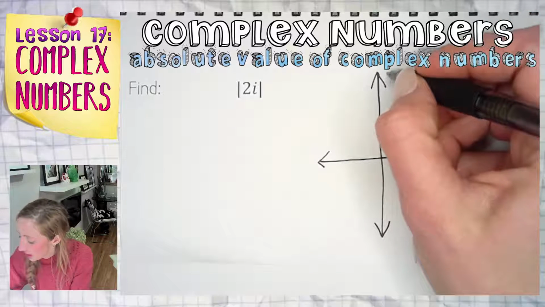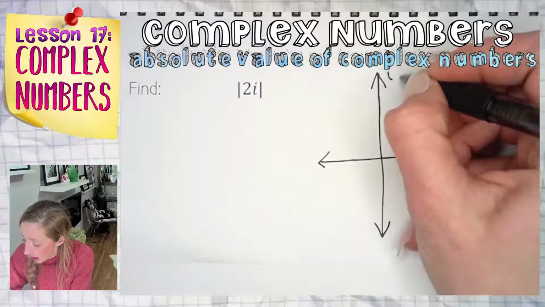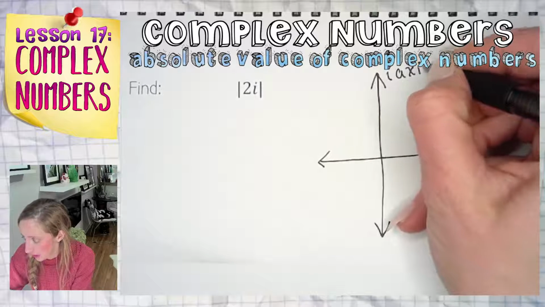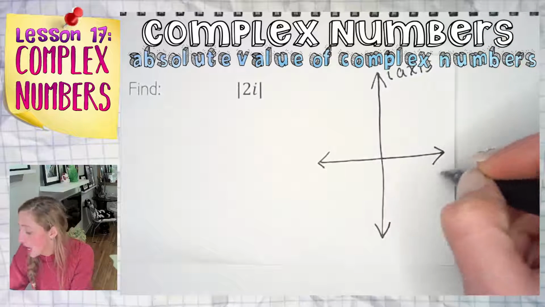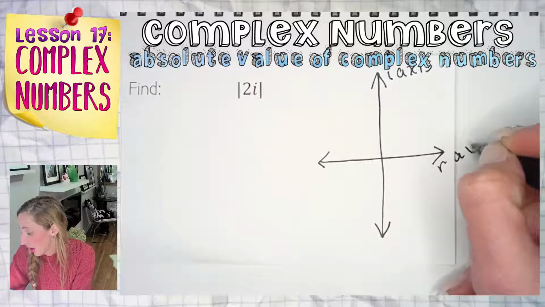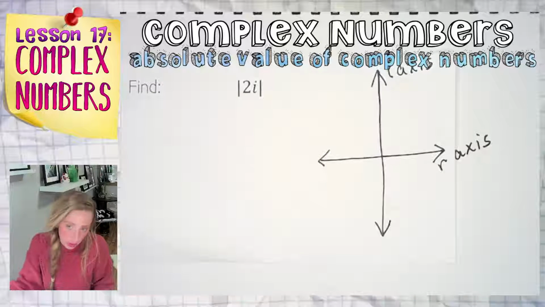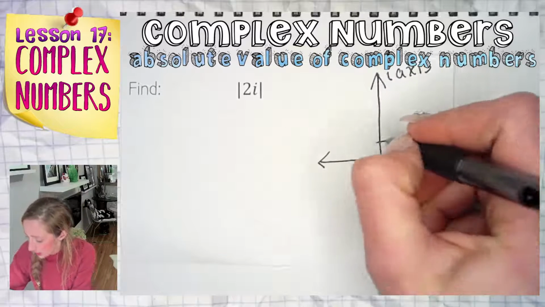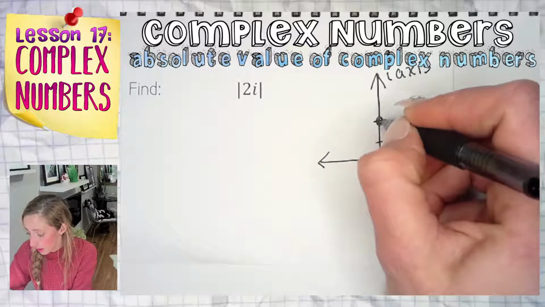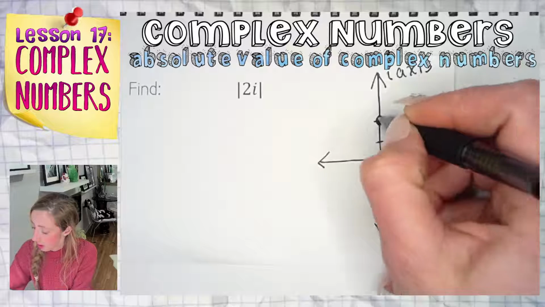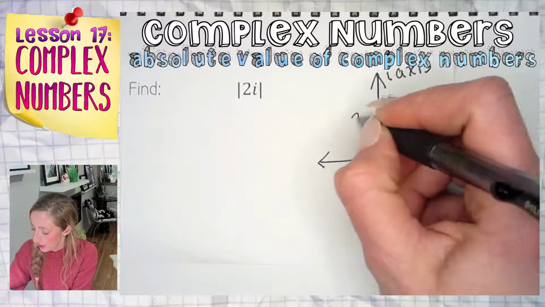Is that a little silly? Absolutely. So here we have our I-axis. I'm really abbreviating right now. Not a fan of that. Here is my R-axis as well. And I'm looking for 2i. Well, where is 2i? It's 2 units in the positive direction on the imaginary axis, so right there.